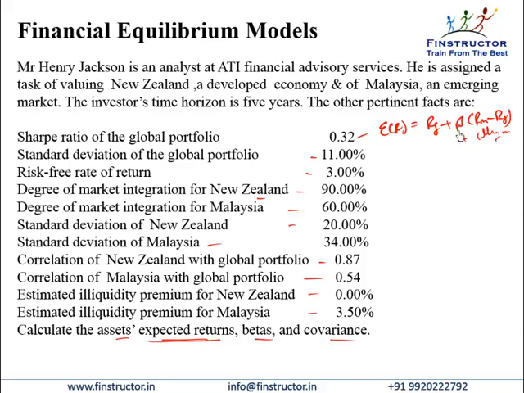Now the problem, however, is that between integrated and segmented markets, this calculation of beta may vary depending on what correlation assumption we are bringing in. The way we account for the degree of market integration is that we first compute the expected return assuming full integration. We then compute the expected return assuming full segmentation. And then we take a weighted average, taking into account the degree of integration for a particular stock or a particular market. So let's first compute the equity risk premium for New Zealand assuming full integration.